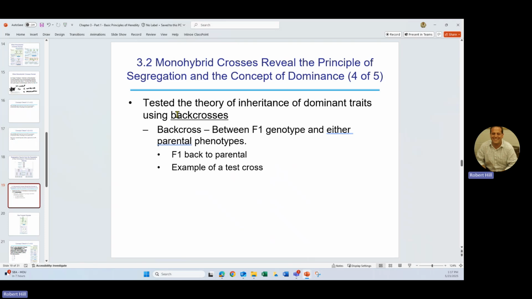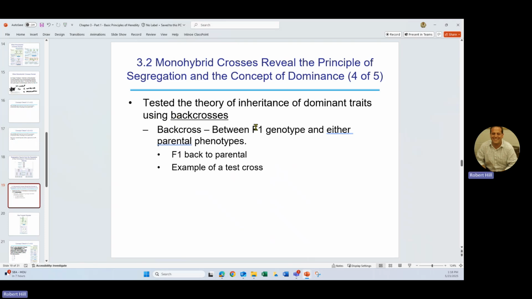Okay, so how can you do tests, right? So how can you test for individuals that you don't know the phenotype or the genotype of, okay? Well, you can start to do what are called backcrosses, okay? So a backcross is a general type of cross because there's different types of backcrosses, but the most useful type is something called a test cross. So a test cross is actually a type of backcross. A backcross is when you cross any F1 genotype with either of the parents, okay?